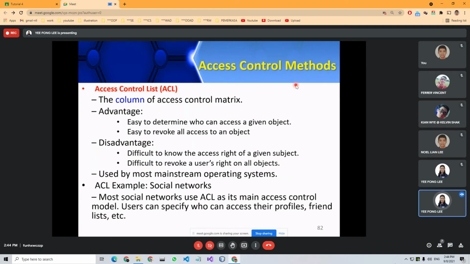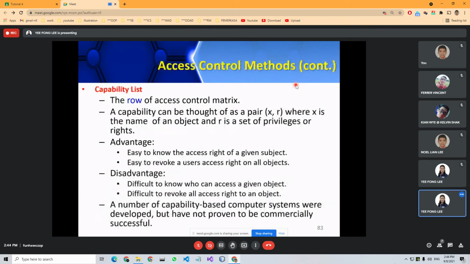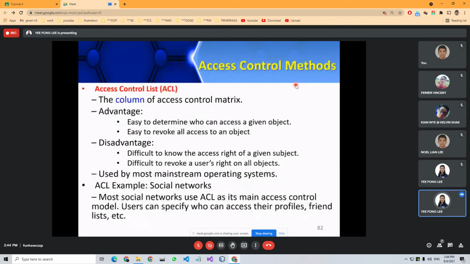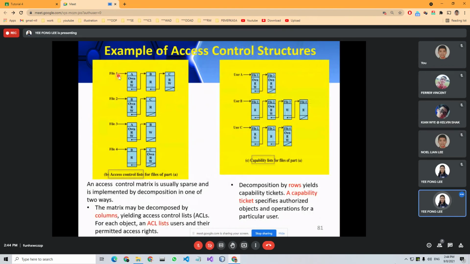Access control method, access control list. So there's a column and also a row. Both have their own advantages and disadvantages. By column, the advantage is it is easy to determine who can access a given object. You look at here, easy to determine. This file, A can do this, B can read, C can read and write.